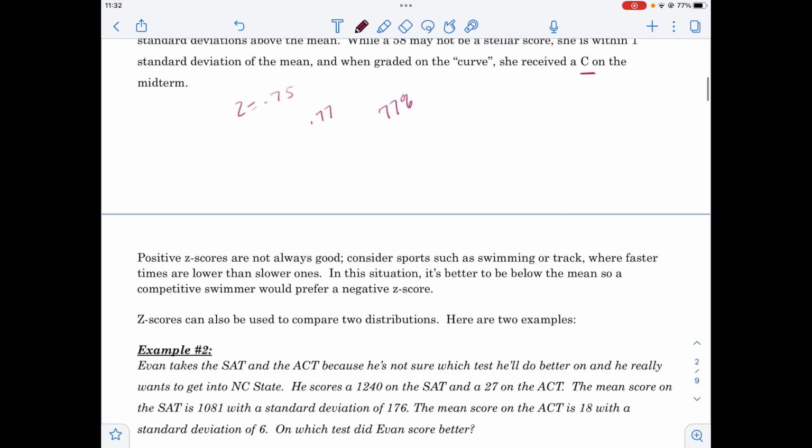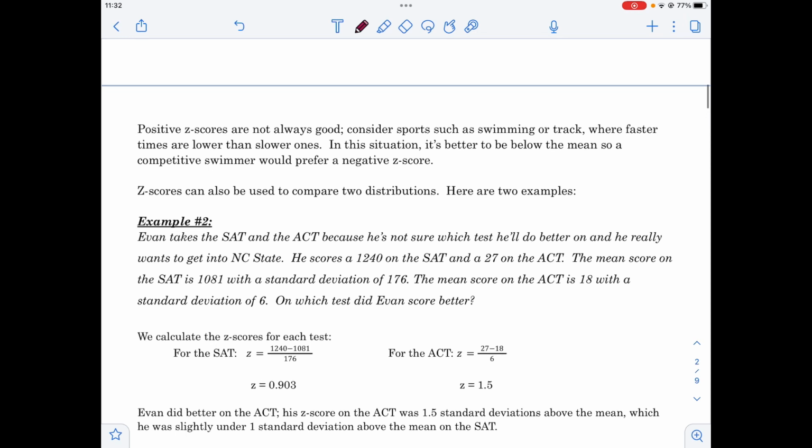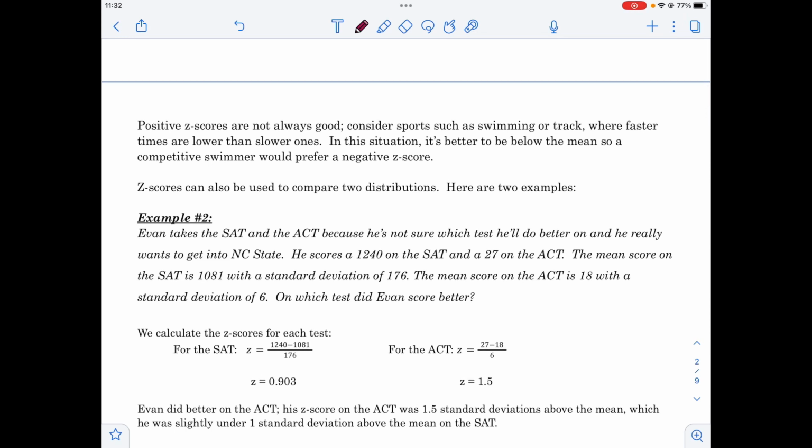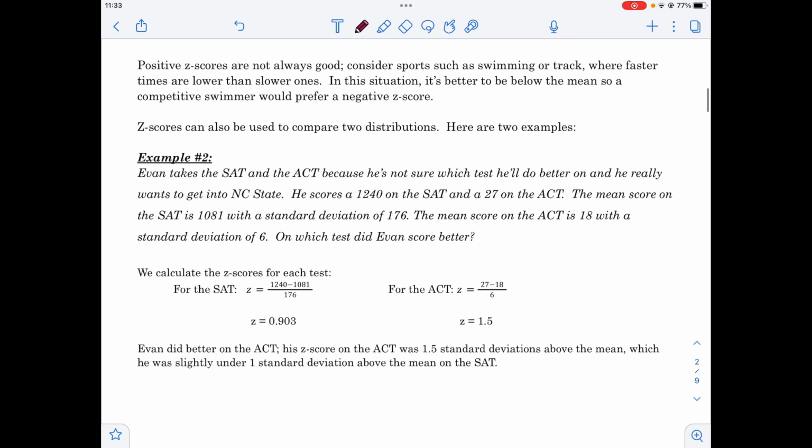A quick note: when z-scores are positive, we think they're great, but that's not always the case. If we're thinking about swimming or track or a race finish, obviously the quicker the better. So the lower the time, the better, which means we'll get a negative z-score for those. So you need to think about context. This is our second example. We're going to compare two different distributions using z-scores to see which is better.